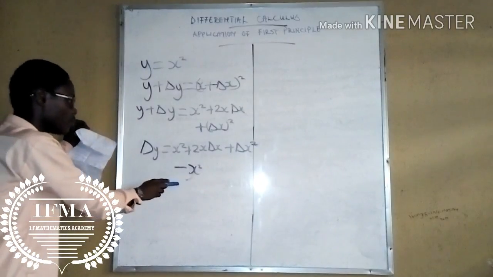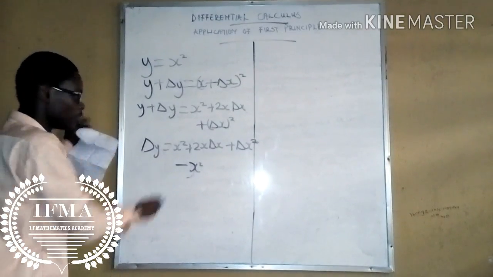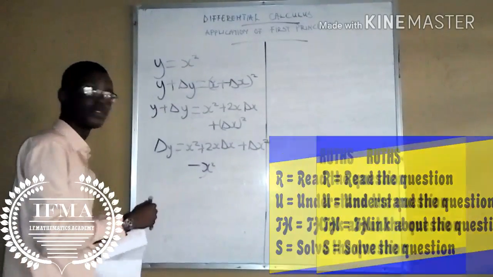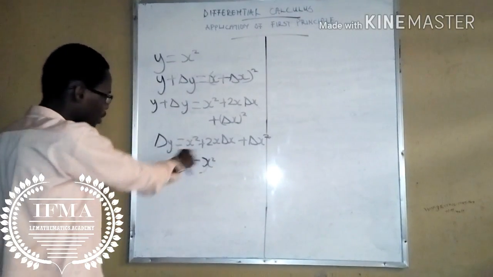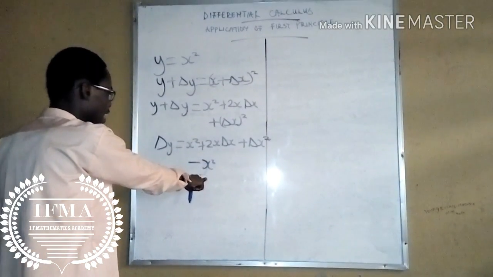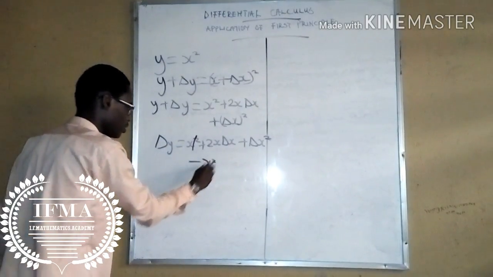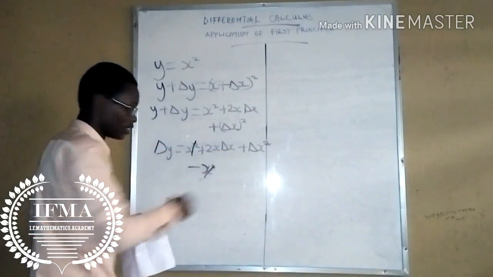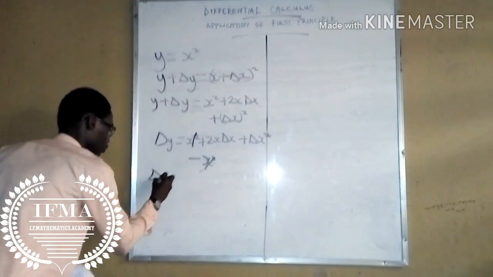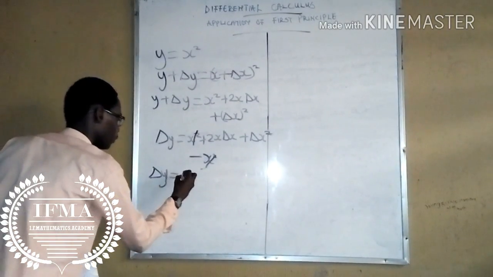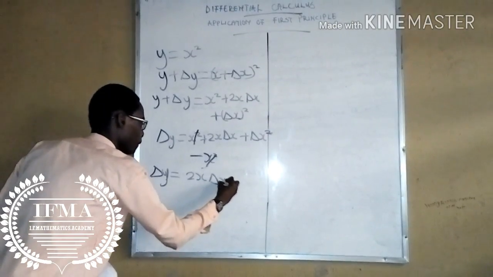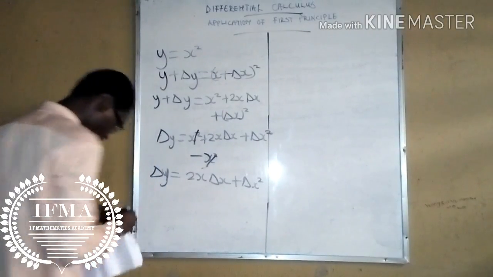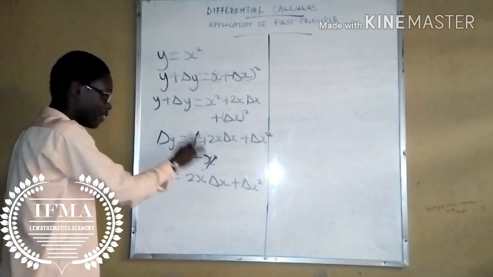Now, if we examine this equation using our ROOTS principle, which means read, understand, think of the solution, and solve. Once we've read the question, now we understand it, and we can think of the solution. So far we can see that x squared cancels out x squared. So we are left with 2x change in x plus change in x squared. This is what it should look like after the cancellation.